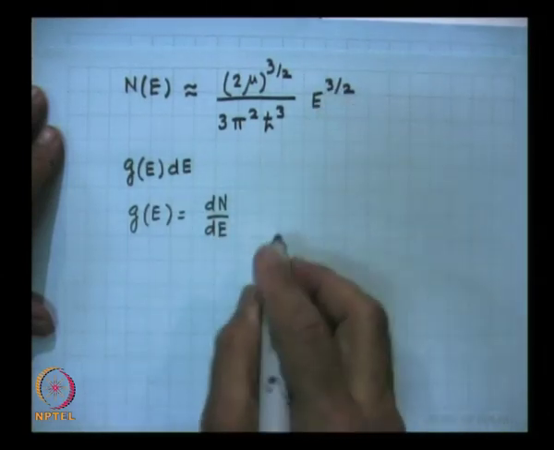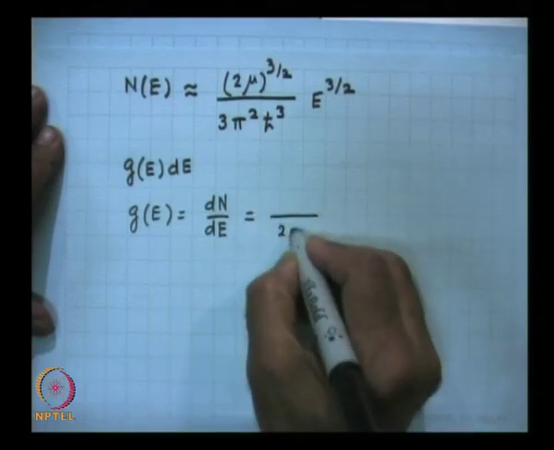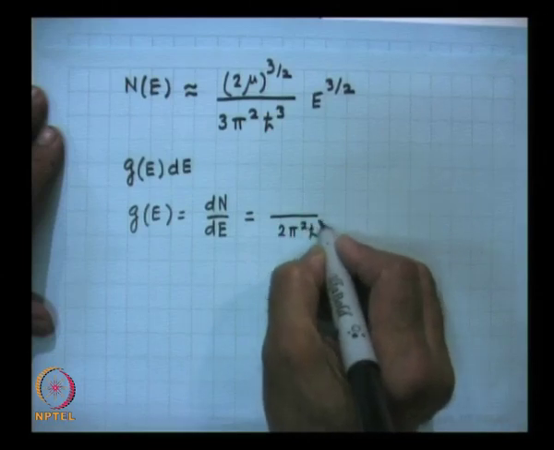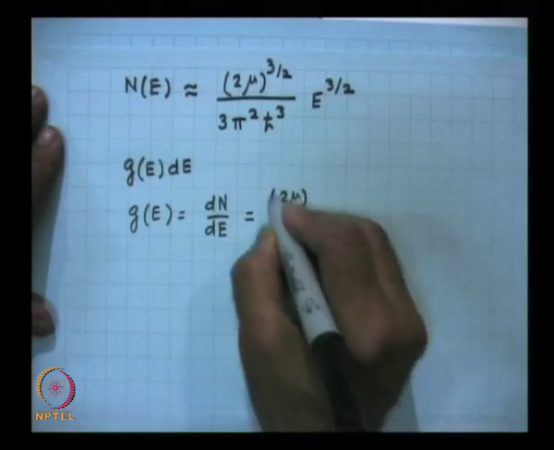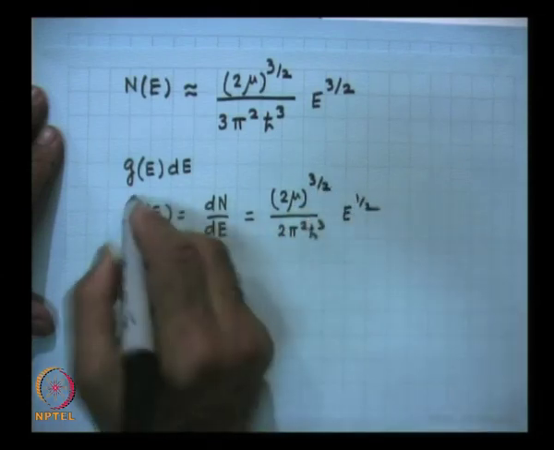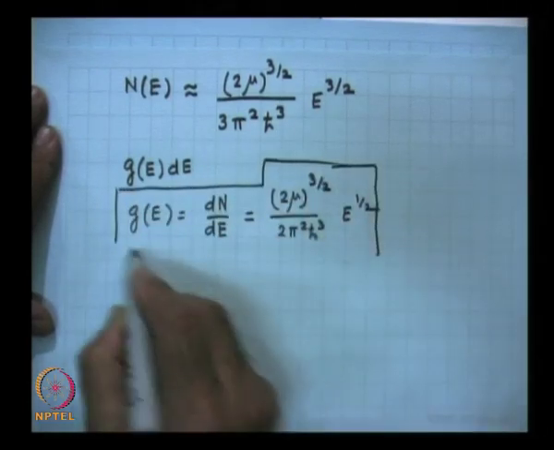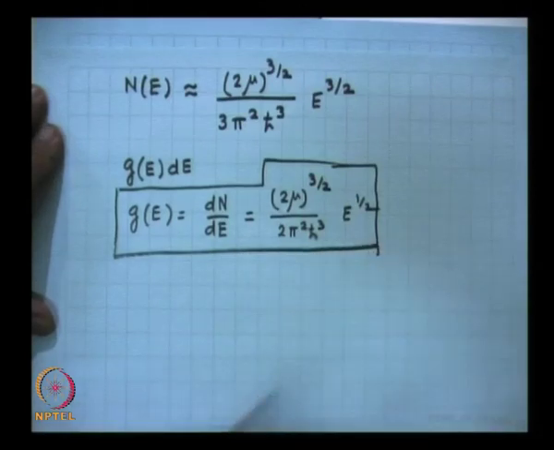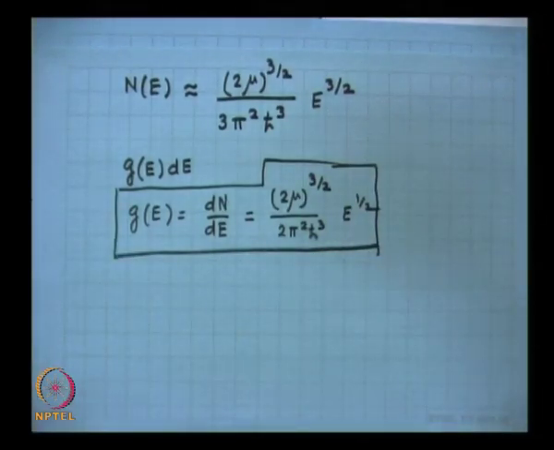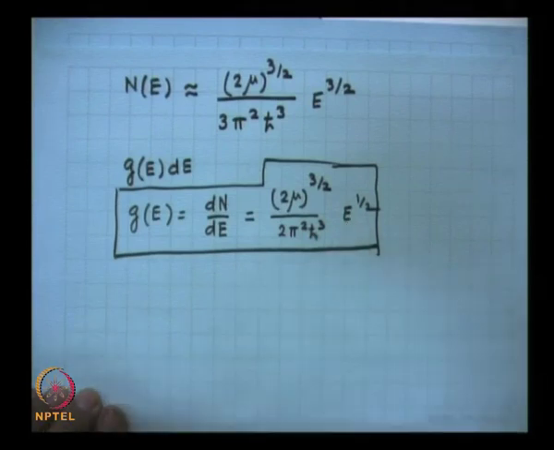So, that will become 3 by 2. So, the 3 will cancel out, 2 pi squared h cross cubed multiplied by 2 mu raised to the power of 3 by 2, E to the power of half. This is an extremely important formula for density of states, which is extensively used in solid state physics and in many other areas. And this density of states is such that G of E is proportional to E to the power of half.